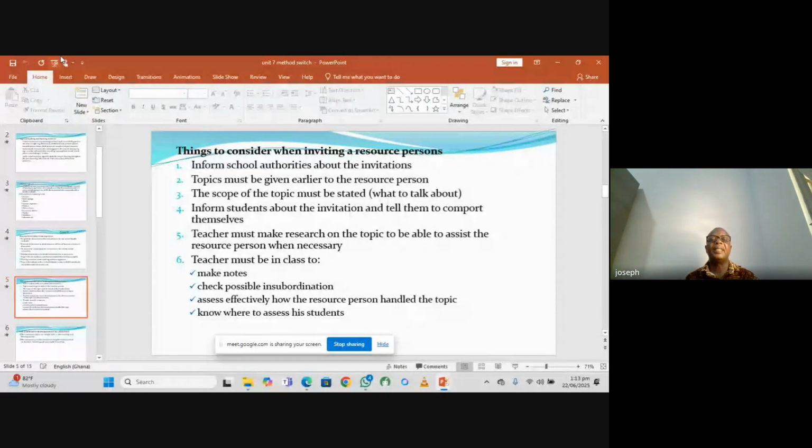The teacher must be in the classroom. When you invite a resource person, it's not a holiday for you, the teacher. You have to be in the classroom. You also learn something from the resource person. You have to help in controlling the class. You may be providing certain things to the resource person. So it's not a holiday for you. As I said, you assess them. So you must know exactly what information the resource person gave, and you can base on that to assess your learners.